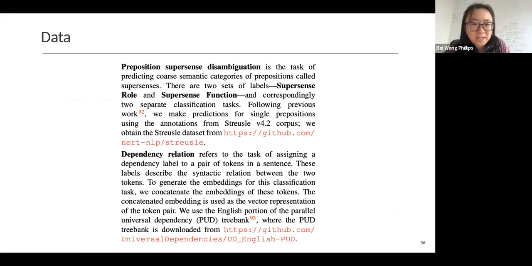To go into a little more detail, there are supersense and dependency relation tasks. Supersense is the task of predicting core semantic categories of prepositions, called supersenses. And dependency relation is assigning a dependency label to a pair of tokens in a sentence, okay? So think about those as different datasets, which can have different embeddings, and each of the embeddings has a different ground truth label.